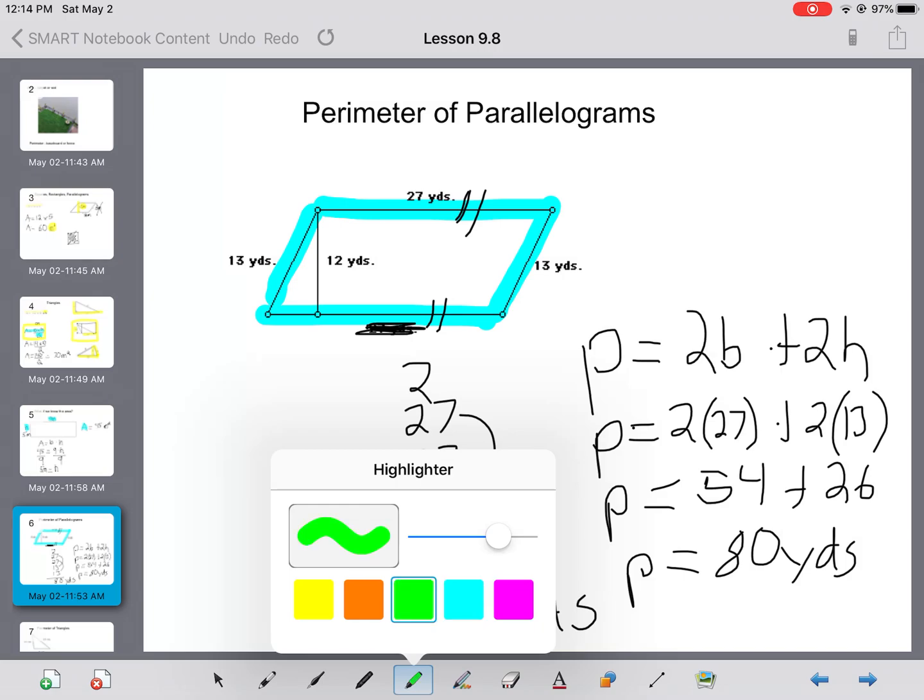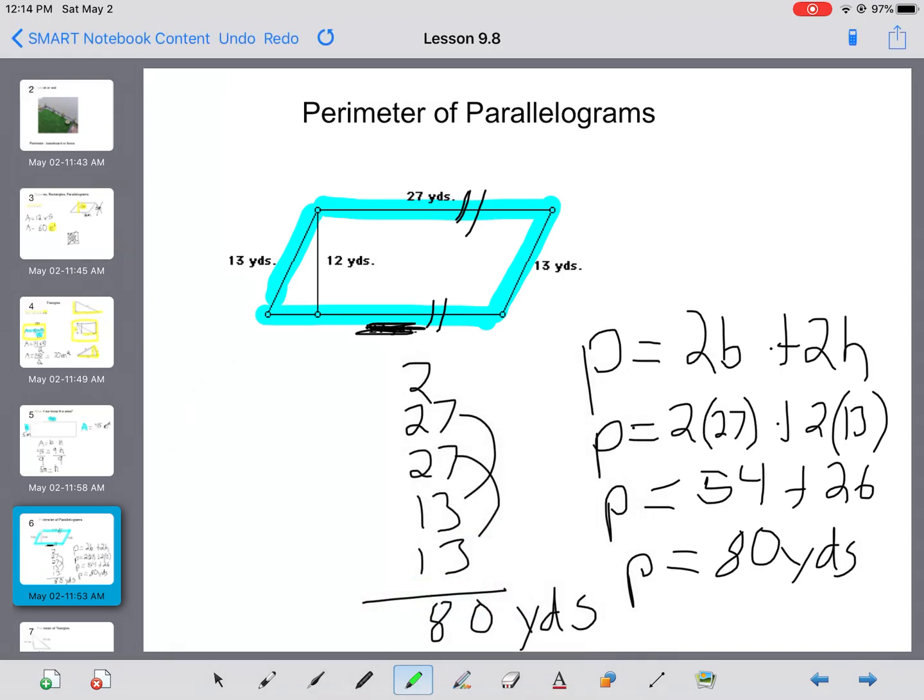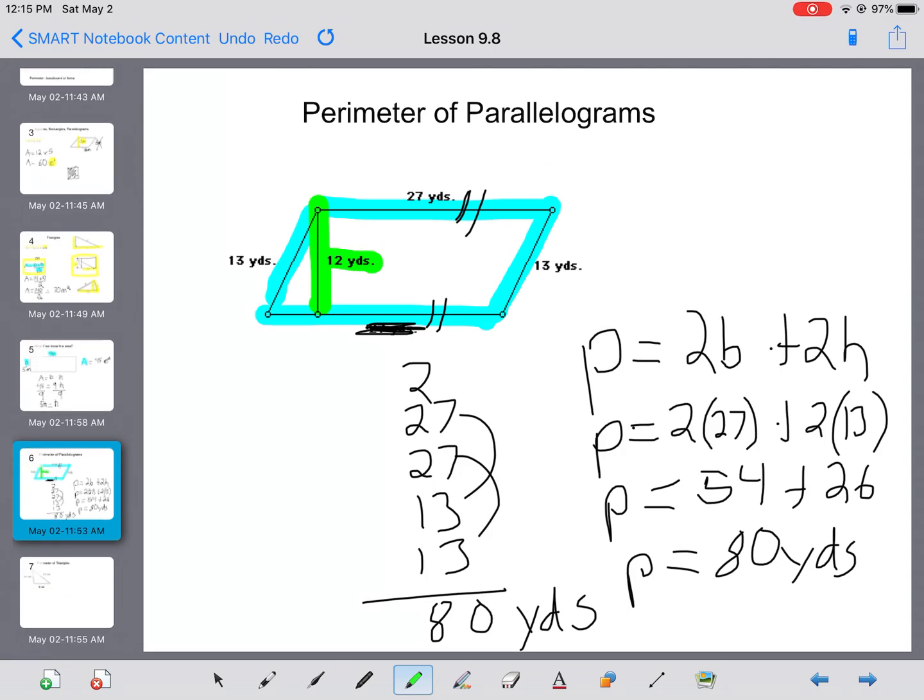One thing I do want to point out is make sure just because you see a number, it doesn't mean you need it. Right here we have 12 yards. That's not part of the perimeter. That would be helpful information if I were to solve the area, because that's my height. So whenever you're working with these problems, grade 7, make sure you think, what information do I really need?